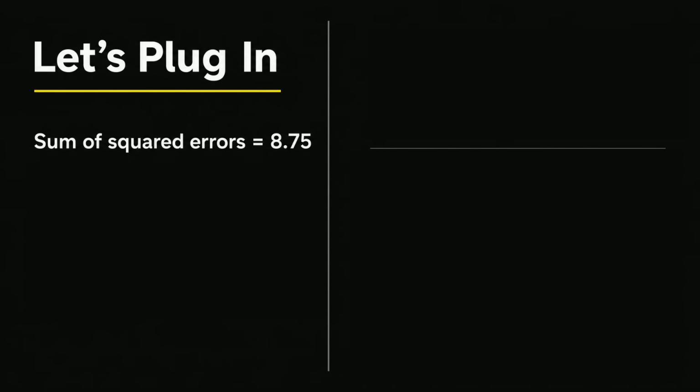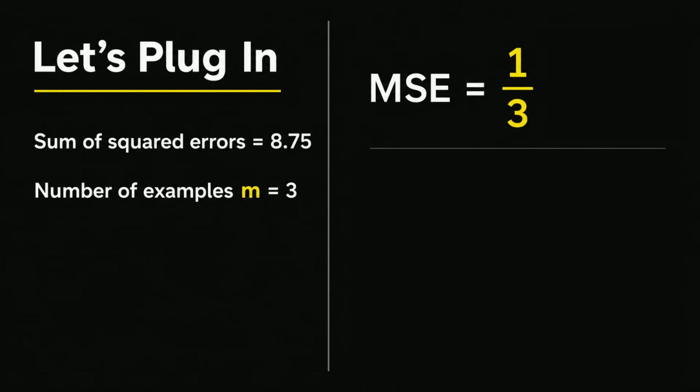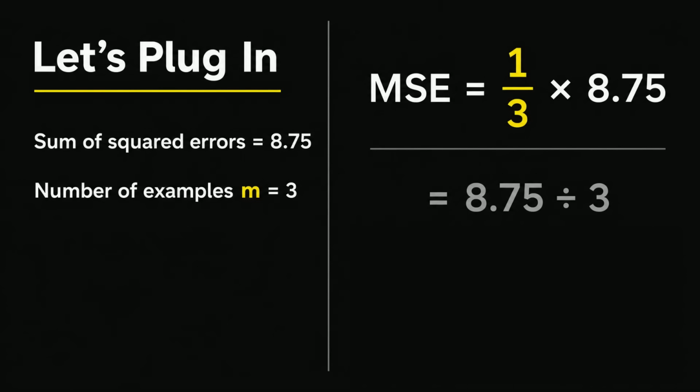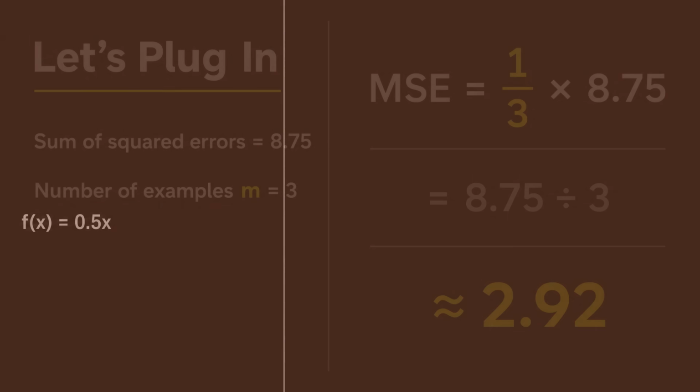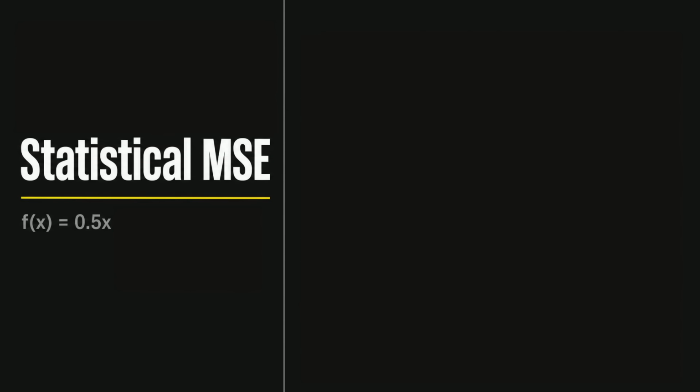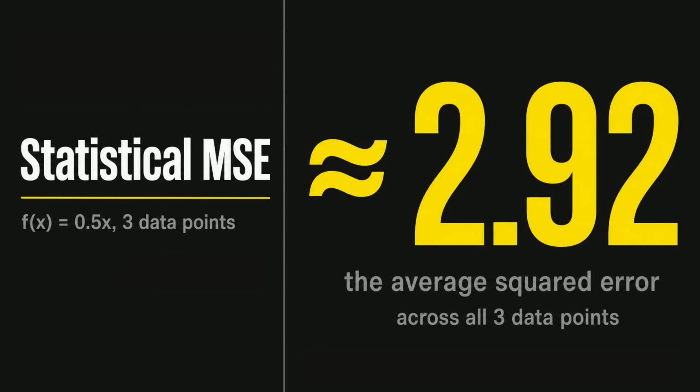Let's plug in our numbers. The sum of the squared errors is 8.75. The number of examples is 3, so our m is 3. Now in our formula, we just plug in those numbers. So 1 over m is now 1 over 3, times 8.75, which was the total that we got. And our result is 2.92. Our MSE is 2.92. So for this dataset and this line, f of x equals 0.5x, our statistical MSE, the average squared error, is about 2.92.